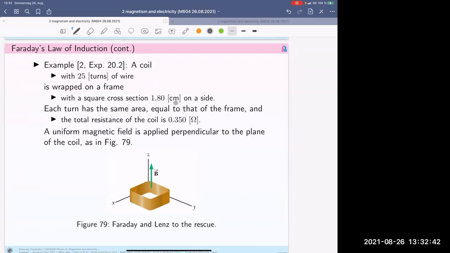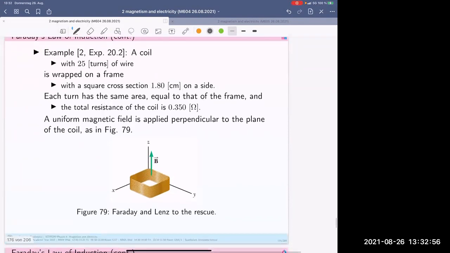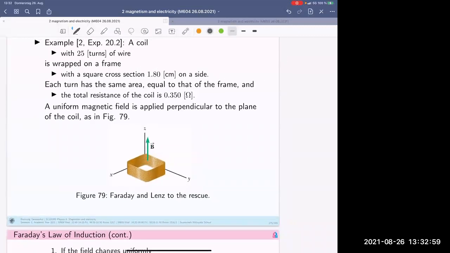With a square cross section 1.8 centimeter on a side, this problem is very clear. It says square, 1.8 cm on each side, which means that you draw it like this, use the ruler and you would see that it is 1.8 centimeter. All right, so you cannot simply say the area of this square is 1.8 square centimeter, okay?